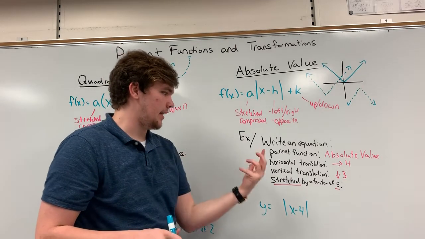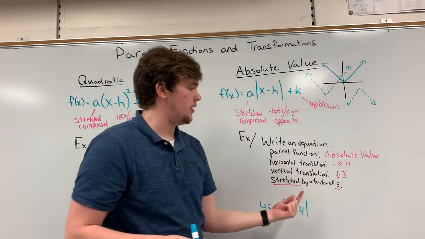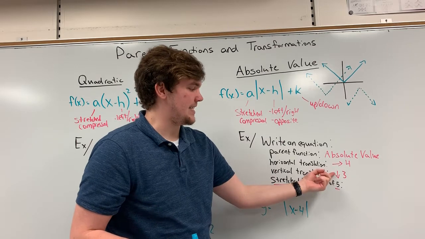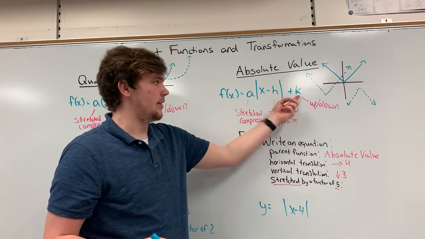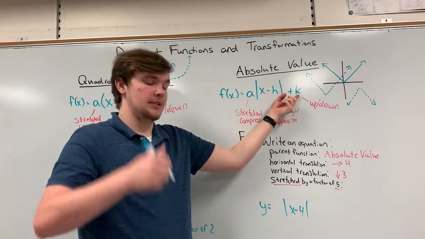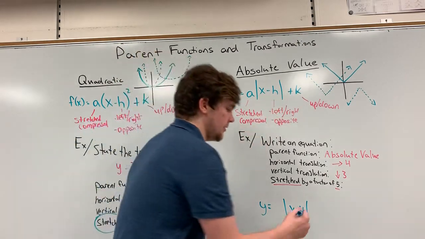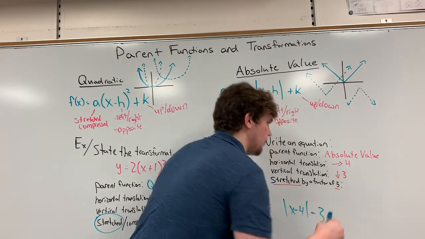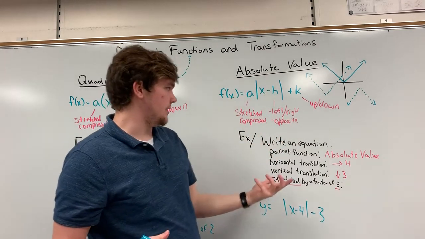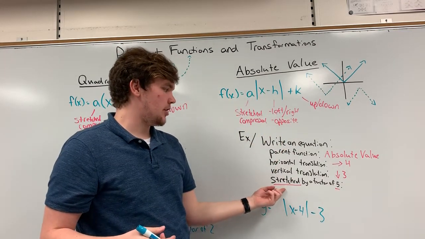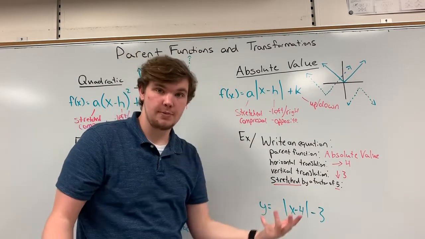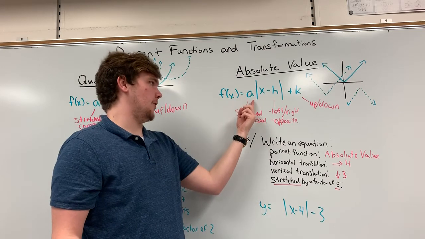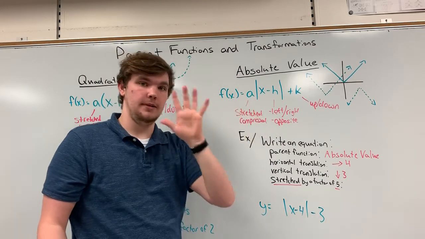Okay, and then I have my vertical translation here. My vertical translation is going down 3 units. So again, remember k at the end here, that's the vertical shift. It's going down 3 units, so minus 3. Okay, and then lastly, it's being stretched by a factor of 5. Since it's being stretched by a factor of 5, that means out front, my a value is going to be 5.